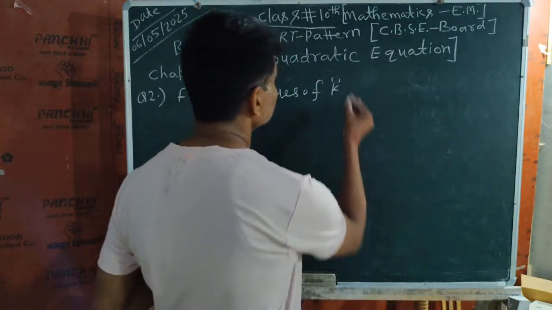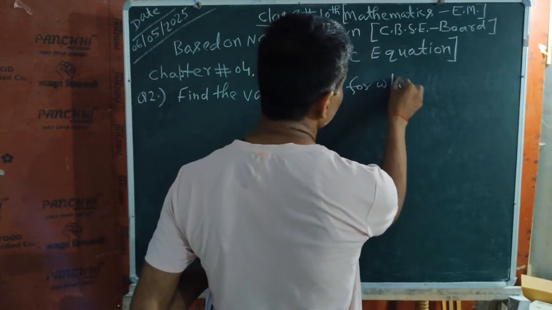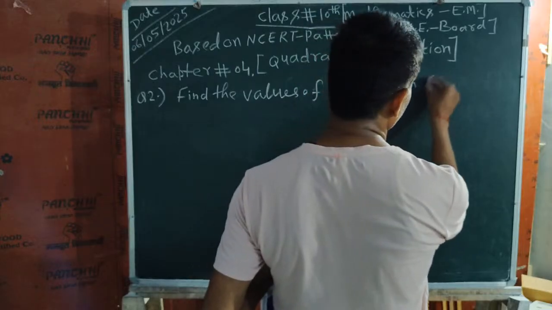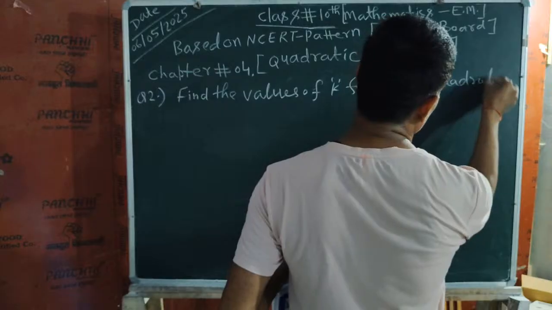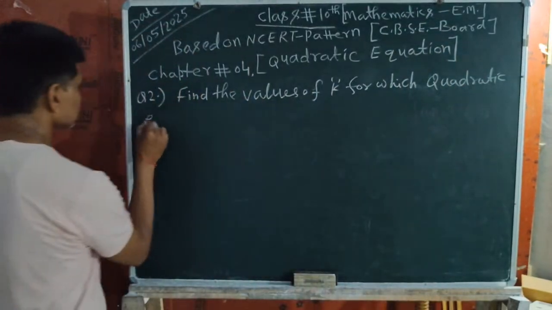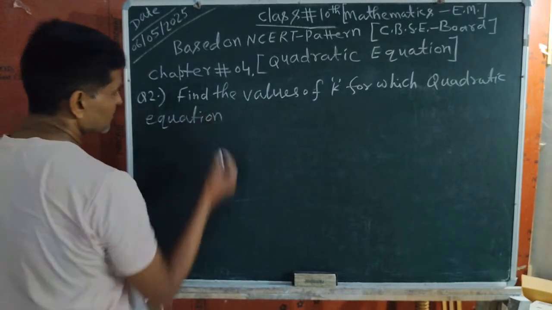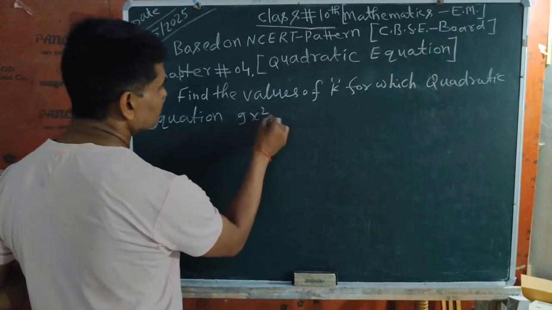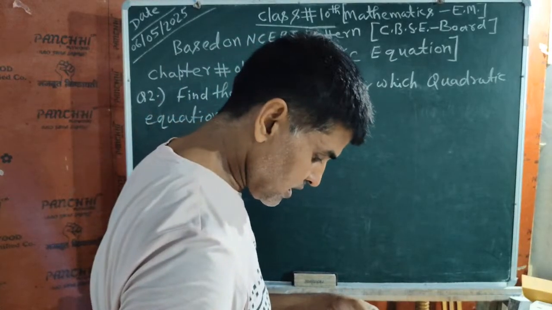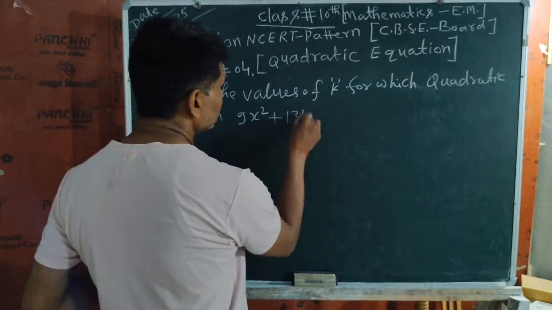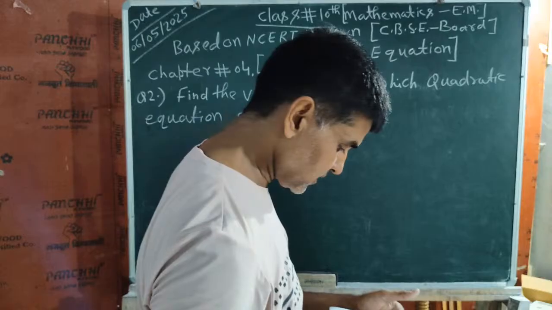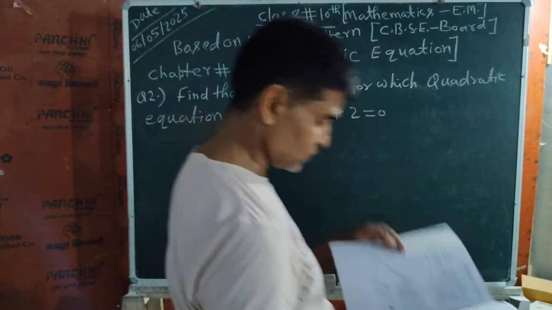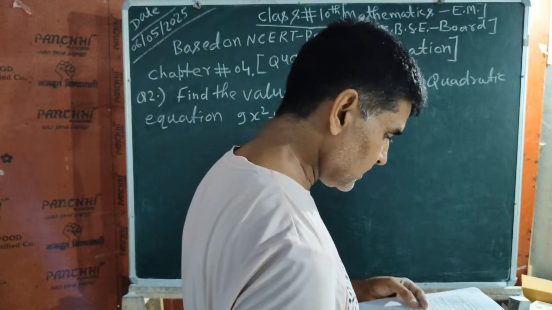Now, for which the quadratic equation 9x square plus 13kx plus 2 is equal to 0 has real roots.